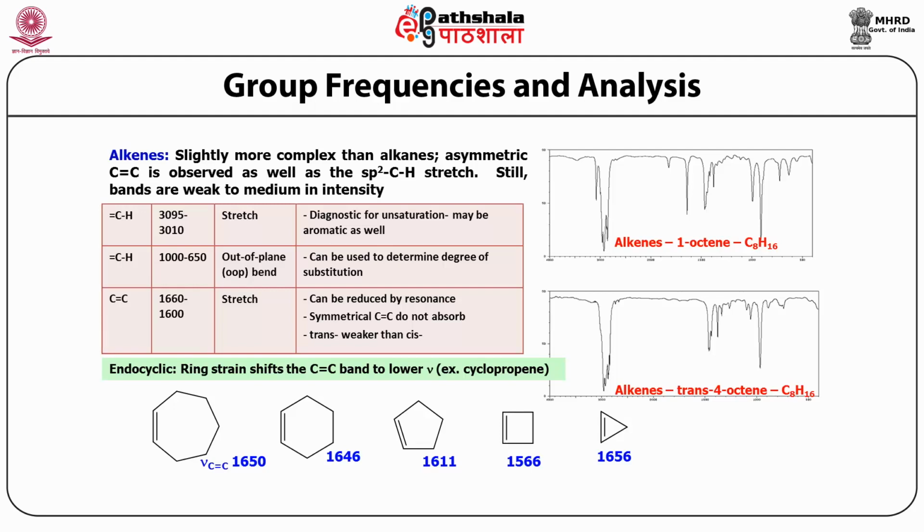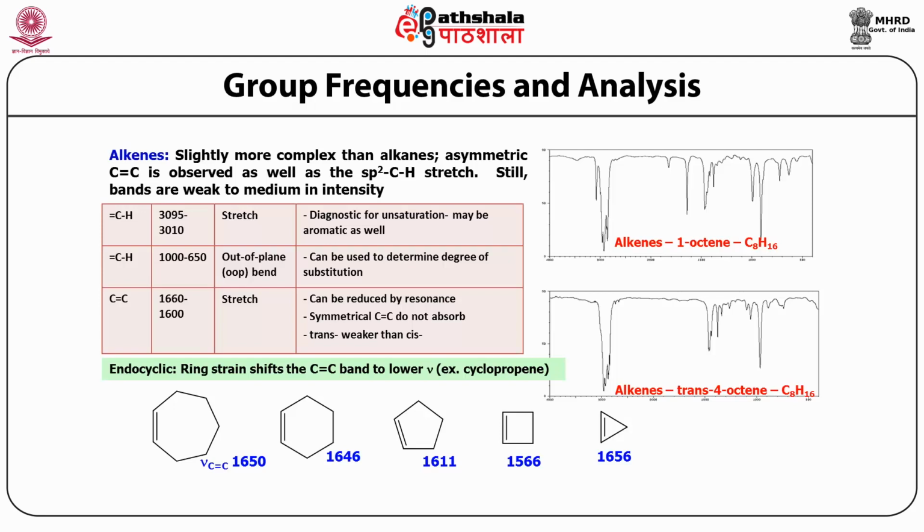You can see in the table that the carbon-hydrogen single bond gives the stretching vibration around 3095 to 3010. That's diagnostic for unsaturation, maybe aromatic as well. And the CH out-of-plane bending gives a frequency of 1000 to 650 and can be used to determine the degree of substitution. And the carbon-carbon double bond gives the stretching vibration at a frequency of 1660 to 1600, which can be reduced by resonance. Symmetrical carbon-carbon double bonds do not absorb, however the trans is weaker than the cis.